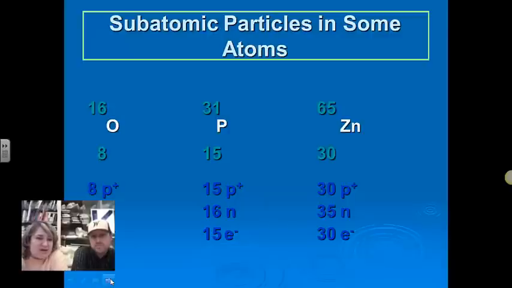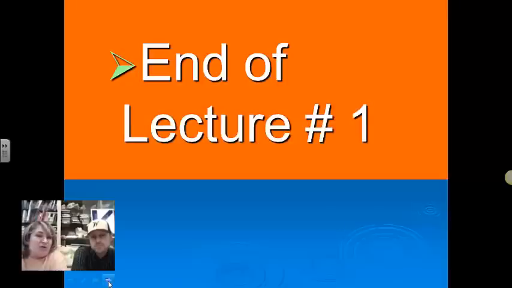So here are some examples. We pick three elements like oxygen, and we can figure out how many protons, neutrons, and electrons it has. They're not always the same. Sometimes it just works out that way. Yeah, you actually have to do the calculations to figure it out.